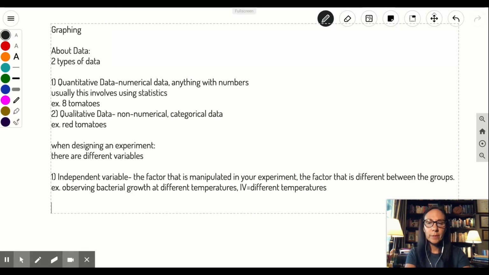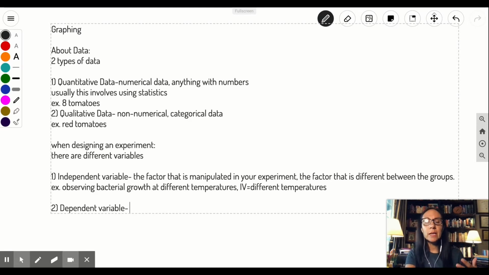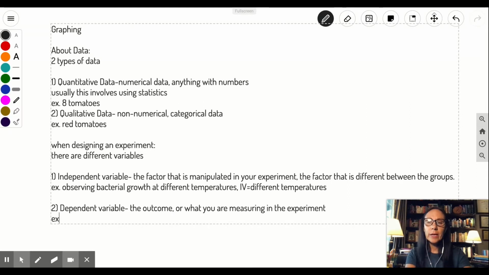Okay. The second variable is called the dependent variable. And the dependent variable is the outcome of the experiment. In other words, what you are measuring in the experiment. Okay, and so for my example, I'm observing bacterial growth at different temperatures. So what I'm measuring in the end is the bacterial growth. So that's my dependent variable.